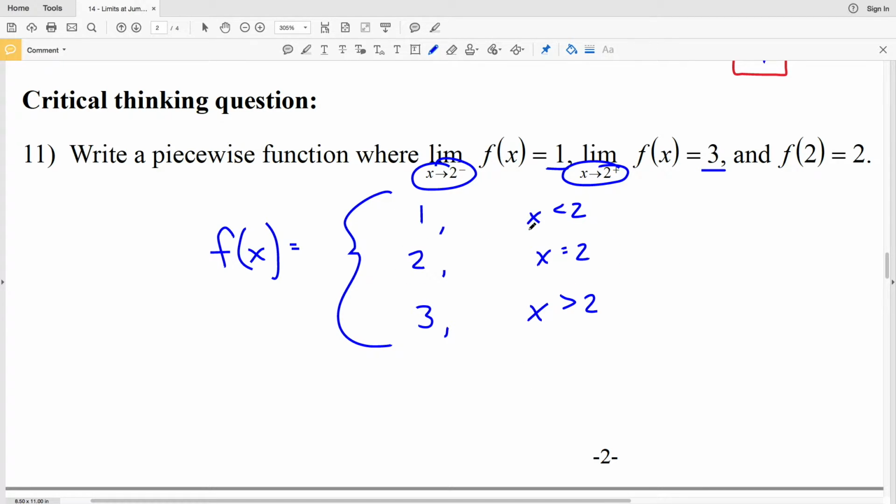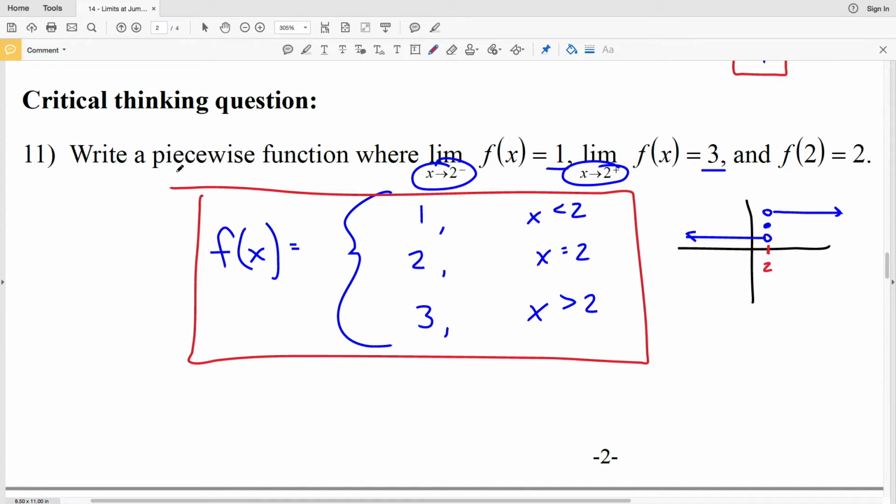That is one solution. It's as simple as that. f of x equals 1 for values where x is less than 2. So here we will have x equal to 2. So our graph will look something like this. Here are values of 1. Then at f of x equals 2, it's equivalent to 2, but for values where x is greater than 2, we're going to be at 3. So that is one piecewise function.